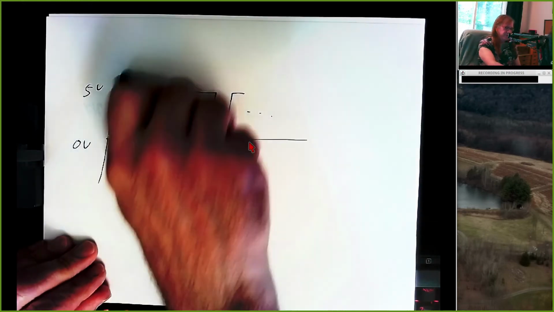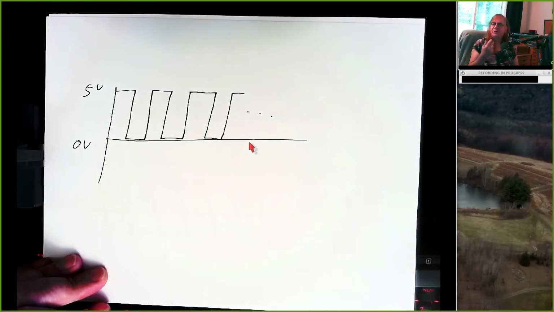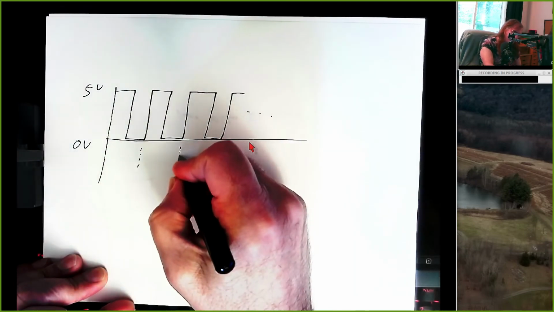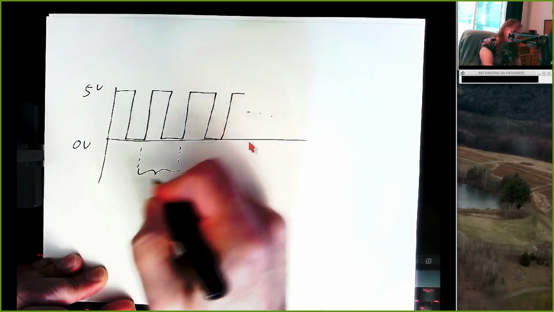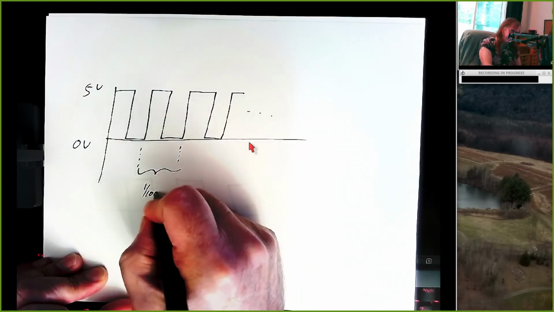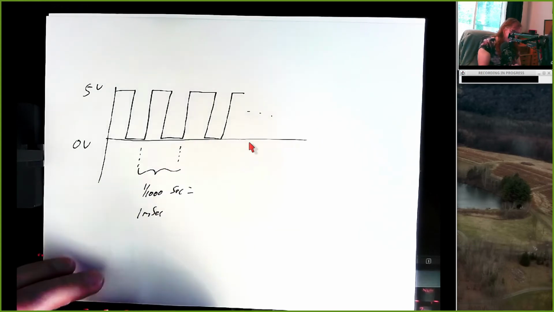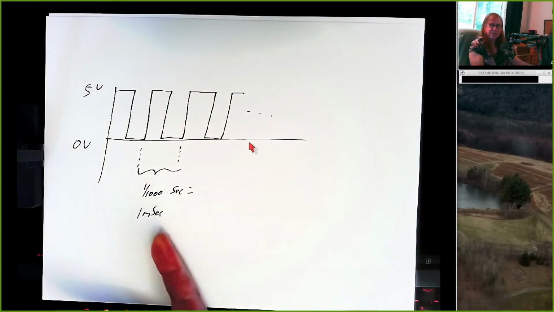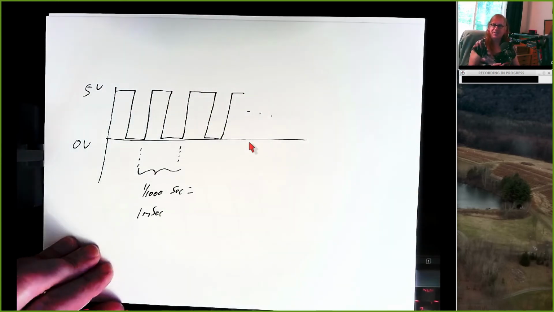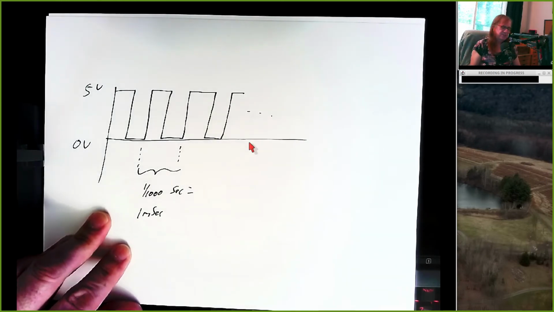Right, it should go from 0 to 5 volts. And this should waggle up and down 1,000 times per second, which means that the time from one upward transition to the next is going to be 1,000th of a second, which is also 1 millisecond. This is called the period. Frequency is 1,000 waggles per second. Period is 1 millisecond per up-down oscillation.